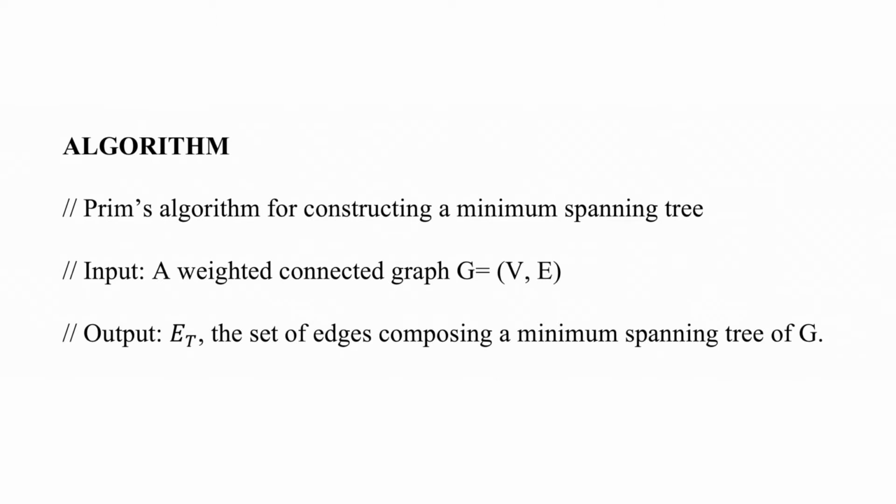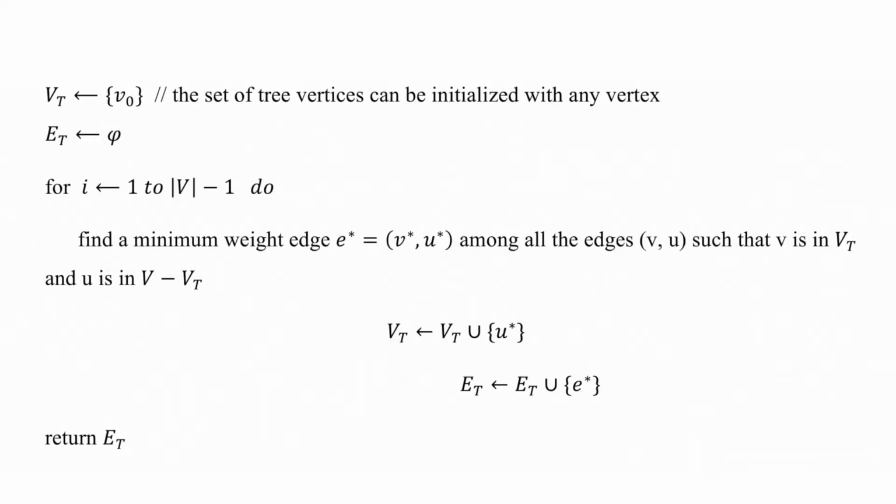The input is a weighted connected graph G = (V, E), where V represents the set of vertices and E represents the set of edges of the graph. The output is E_T, the set of edges composing a minimum spanning tree of G. Let V_T be assigned as {v0}. The set of tree vertices can be initialized with any vertex, so the initial vertex is initialized as v0. E_T, the set, is assigned phi.